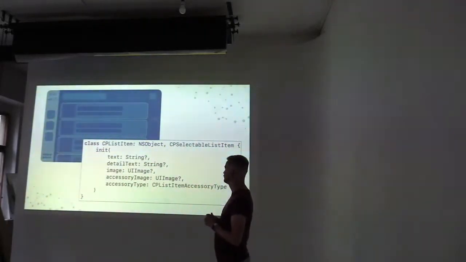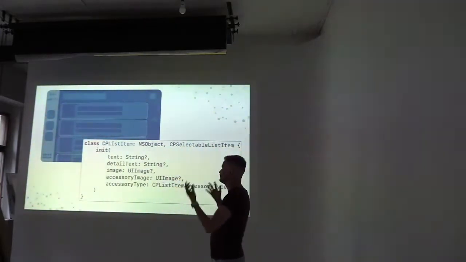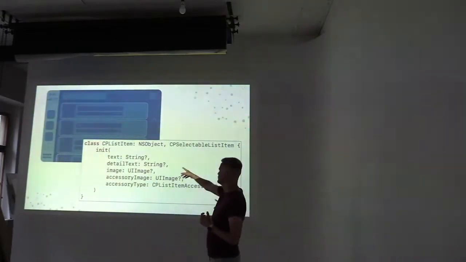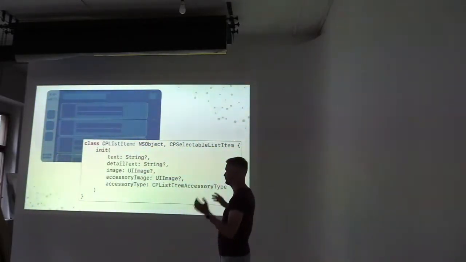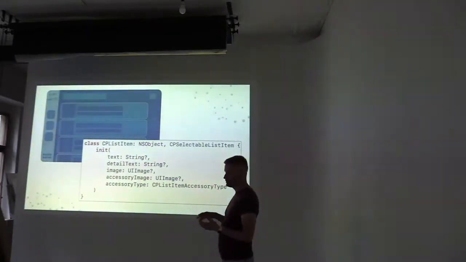Here's an example. On the top left corner, this is a list template. It's basically a table within CarPlay, and each row is represented as a CP list item. From the initializer, you can see that you cannot customize it whatsoever. You just pass it text, image, and some type. That's it. You cannot change the padding, the color, or the font. No, just not possible.